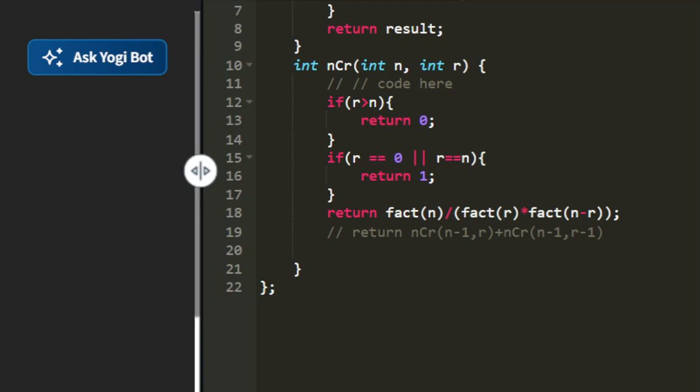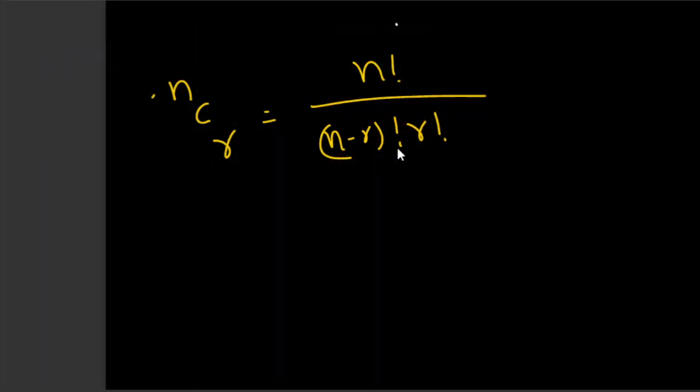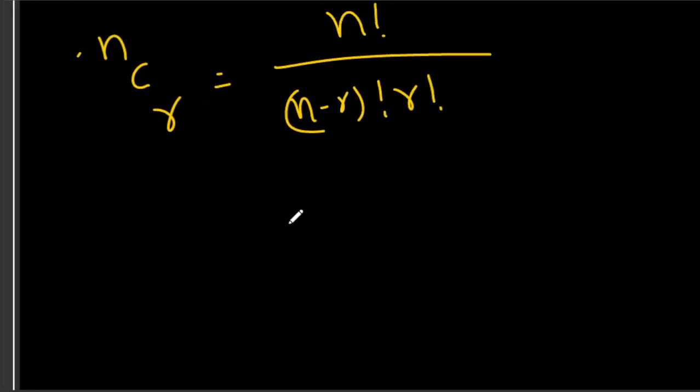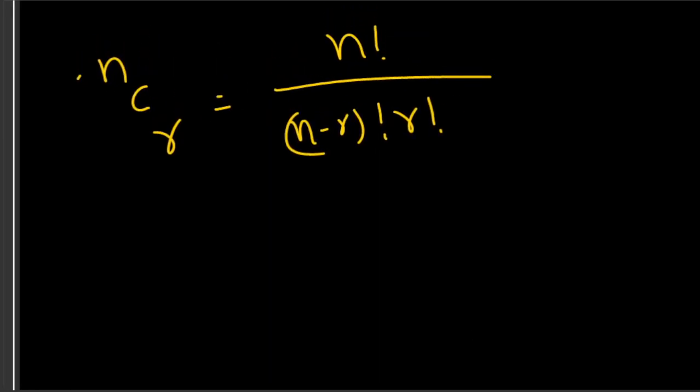Now, nCr is n factorial by n minus r factorial into r factorial. Everything comes from this formula only, and we'll derive everything from this formula only. But the way we code is different, and the way we get the time complexities is different. You can see this, right?